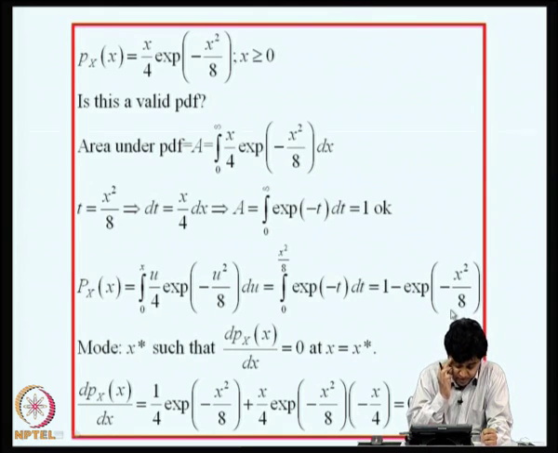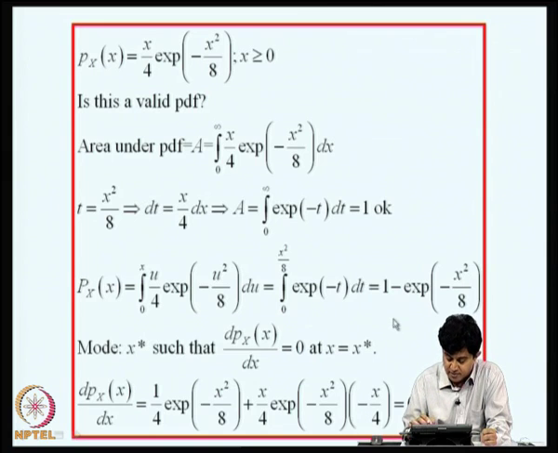Now, we are asked to evaluate the probability that x takes a value greater than the mode. First, we have to determine what the mode is. The mode by definition is the point at which dp_X/dx is equal to 0, at x equal to x star. So, if I differentiate the probability density function and equate it to 0, I get x equal to 2. So, the mode of this density function is 2.